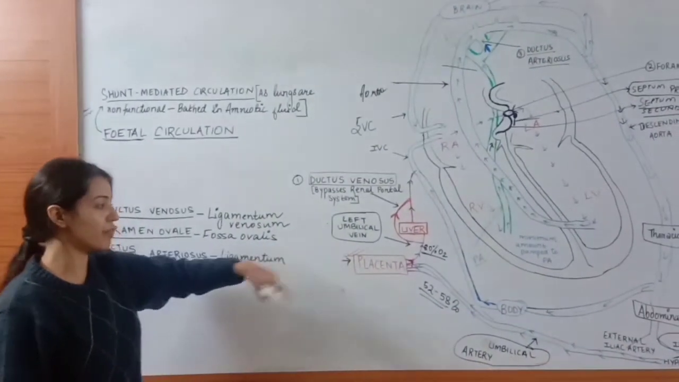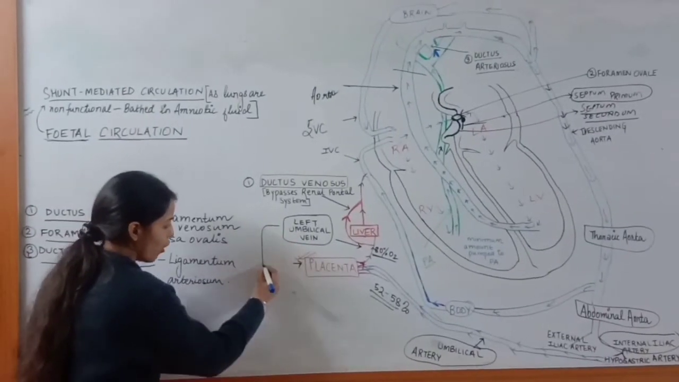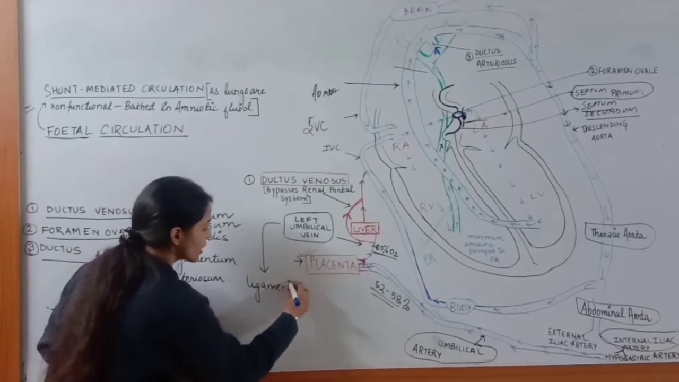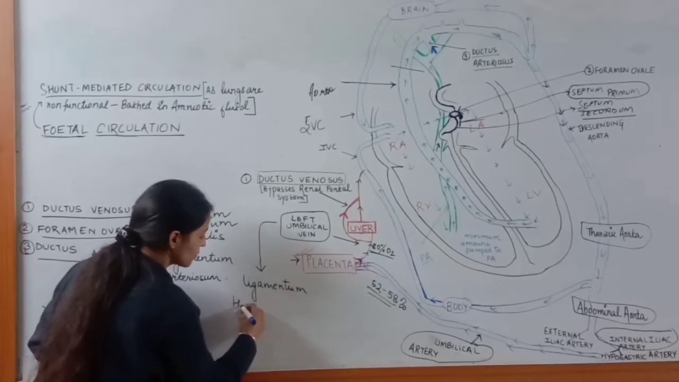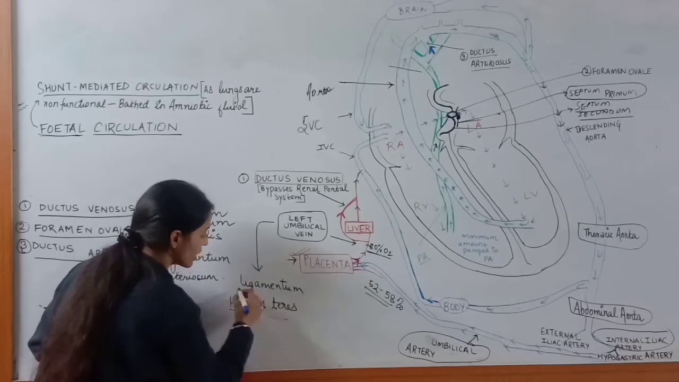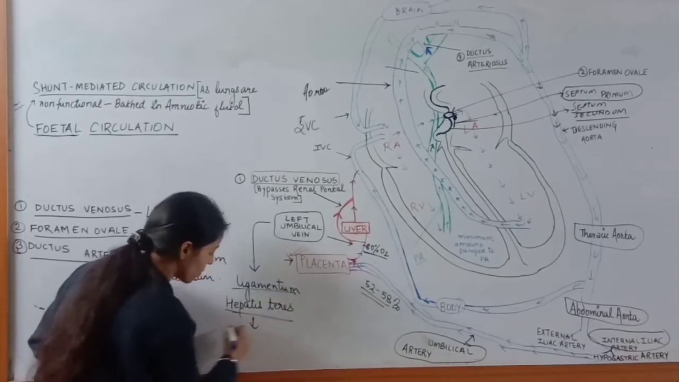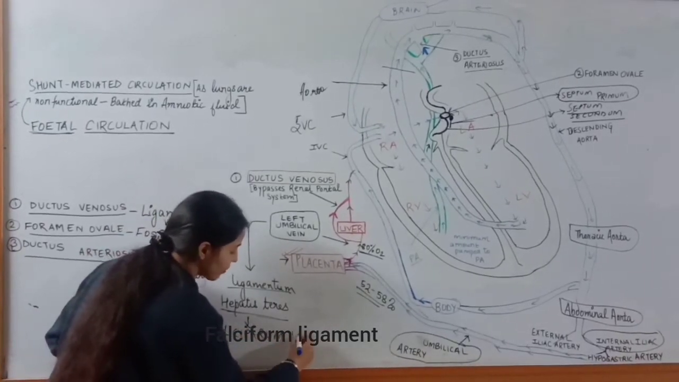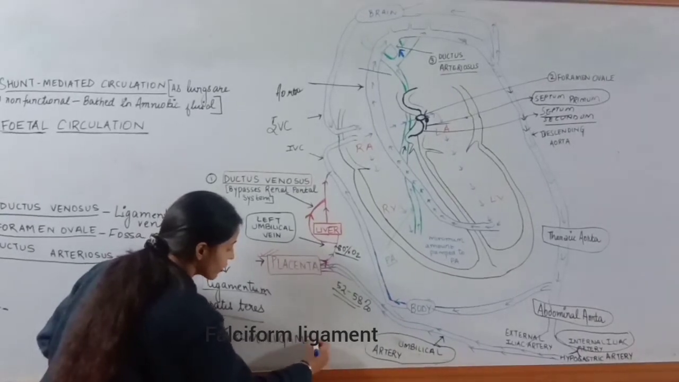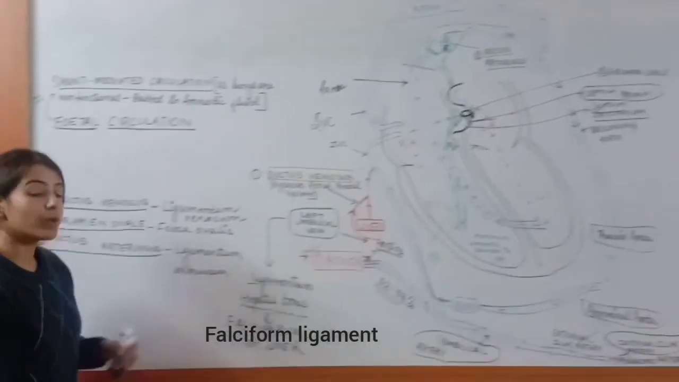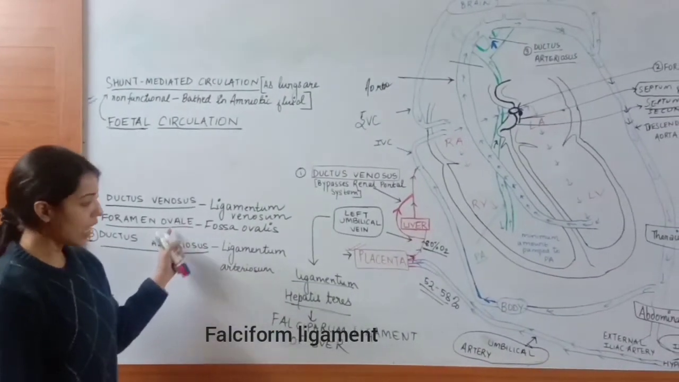Okay, and also the umbilical vein degenerates, becomes fibrotic, and forms ligamentum teres hepatis, which is actually a part of the liver. Okay, later on it forms a part of the liver which is called the falciform ligament of the liver. So these are the changes which are actually occurring after the birth.